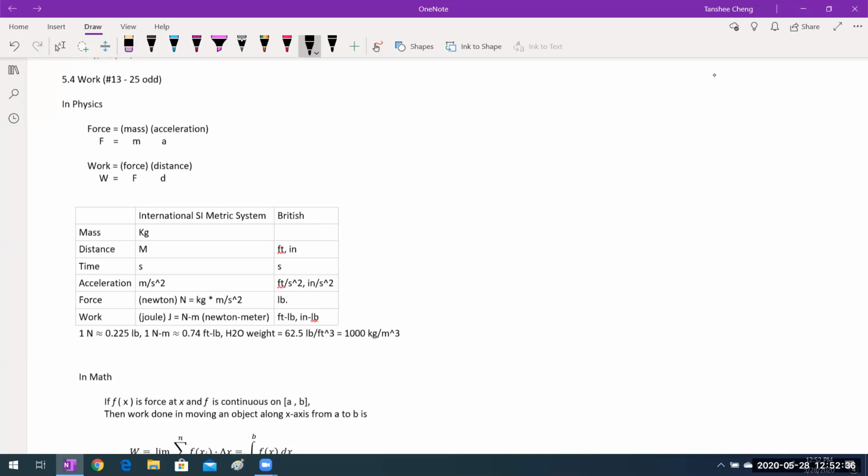Right? So that's the constant case. But not necessarily all the time will your force be constant, and your distance will no longer be only a certain point. So that's why we want to look at it.